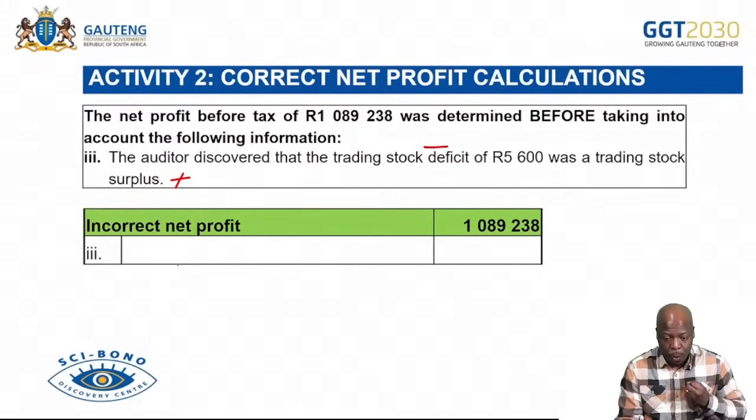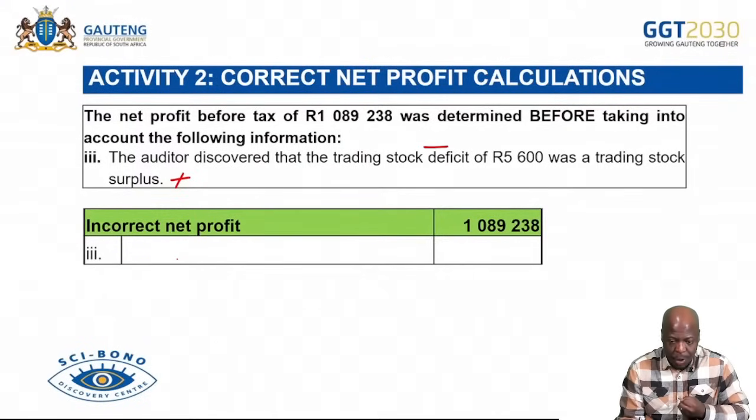In other words, when you come to the net profit, you should now say this 5.6, it was discovered that the trading stock deficit was a trading stock surplus. So we subtracted an amount that we're supposed to add. In this case, we're going to add it how many times? Twice. So we're going to say 5.6 plus 5.6 to give you how much now?